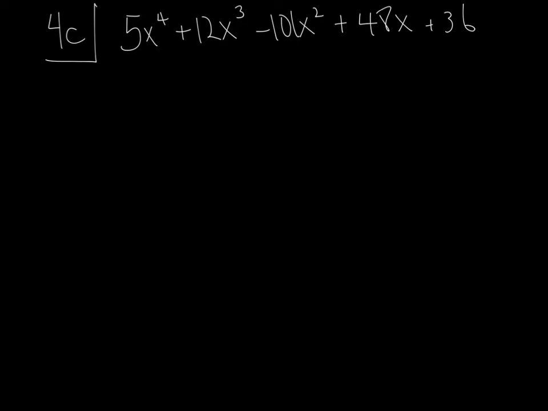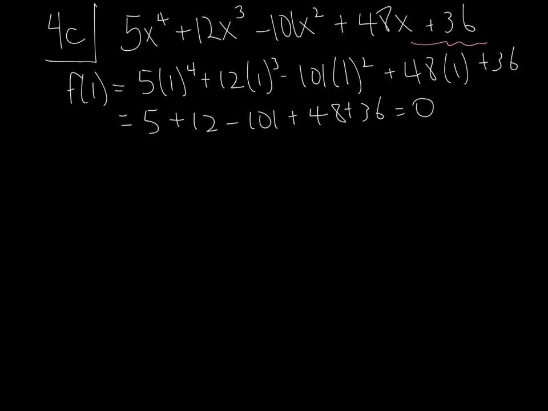This one looks like a messy one. 5x to the 4 plus 12x cubed minus 101x squared plus 48x plus 36, and we were asked to factor this. So again, we're going to look at the last number, and we're going to try values of x to see what will give us 0, because the remainder theorem says that if we try values of x and we get a 0, then that must be a factor. I'm going to start with f at 1. As luck would have it, trying f at 1 actually gave me a remainder of 0. So I'm going to use synthetic division to get the next step.